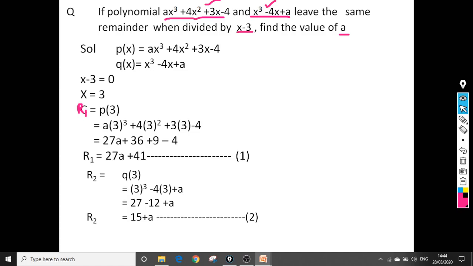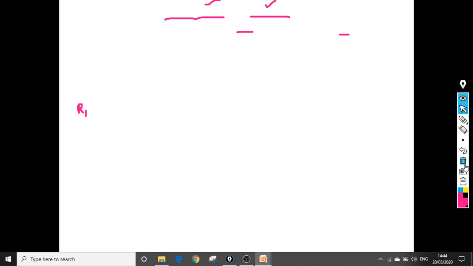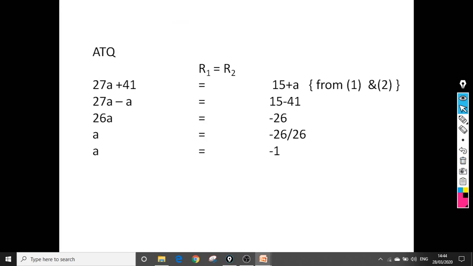So I repeat the steps. In the first step, we find the remainder r1. In the second step, we find the remainder r2. Now the third step, the condition given in the question is about the remainders: r1 and r2 are equal. We substitute the value of r1, which is 27a plus 41, and the value of r2, which is 15 plus a. These values of r1 and r2 we have taken from equation 1 and equation 2.